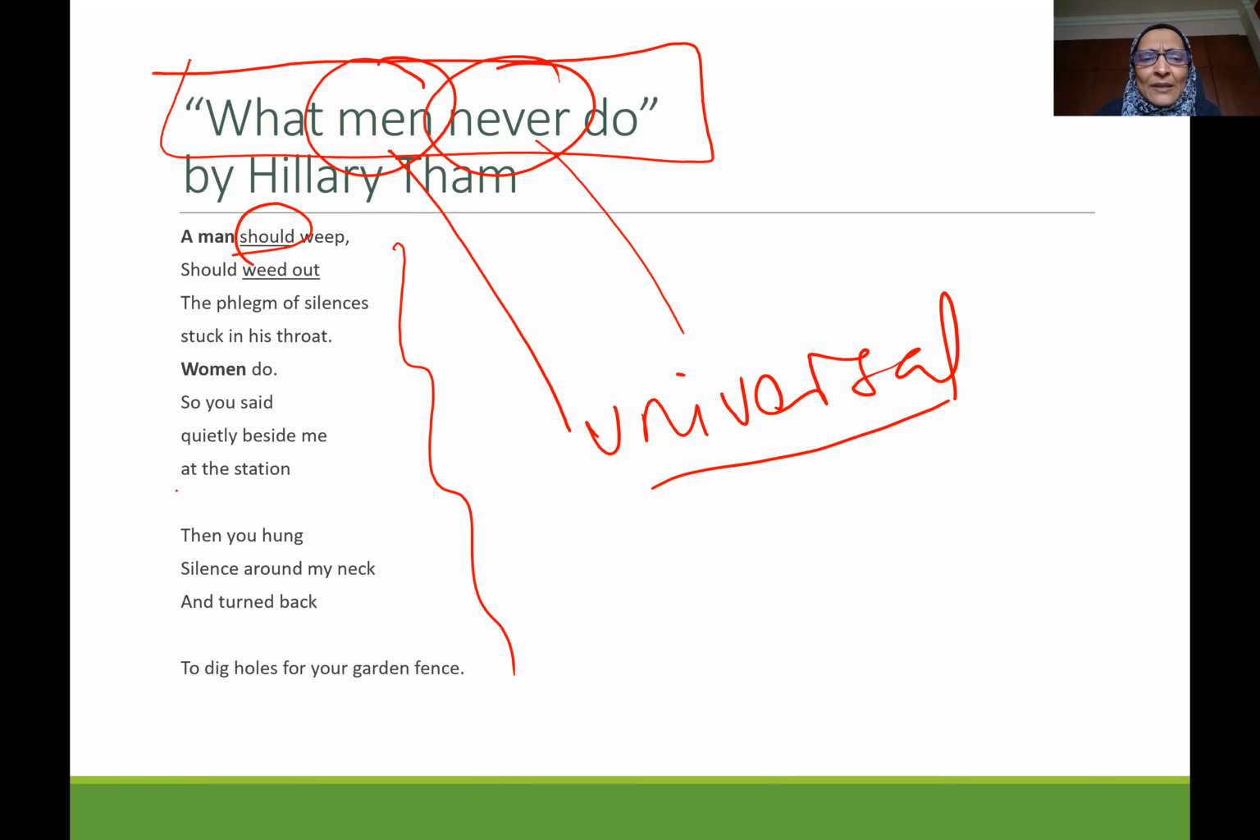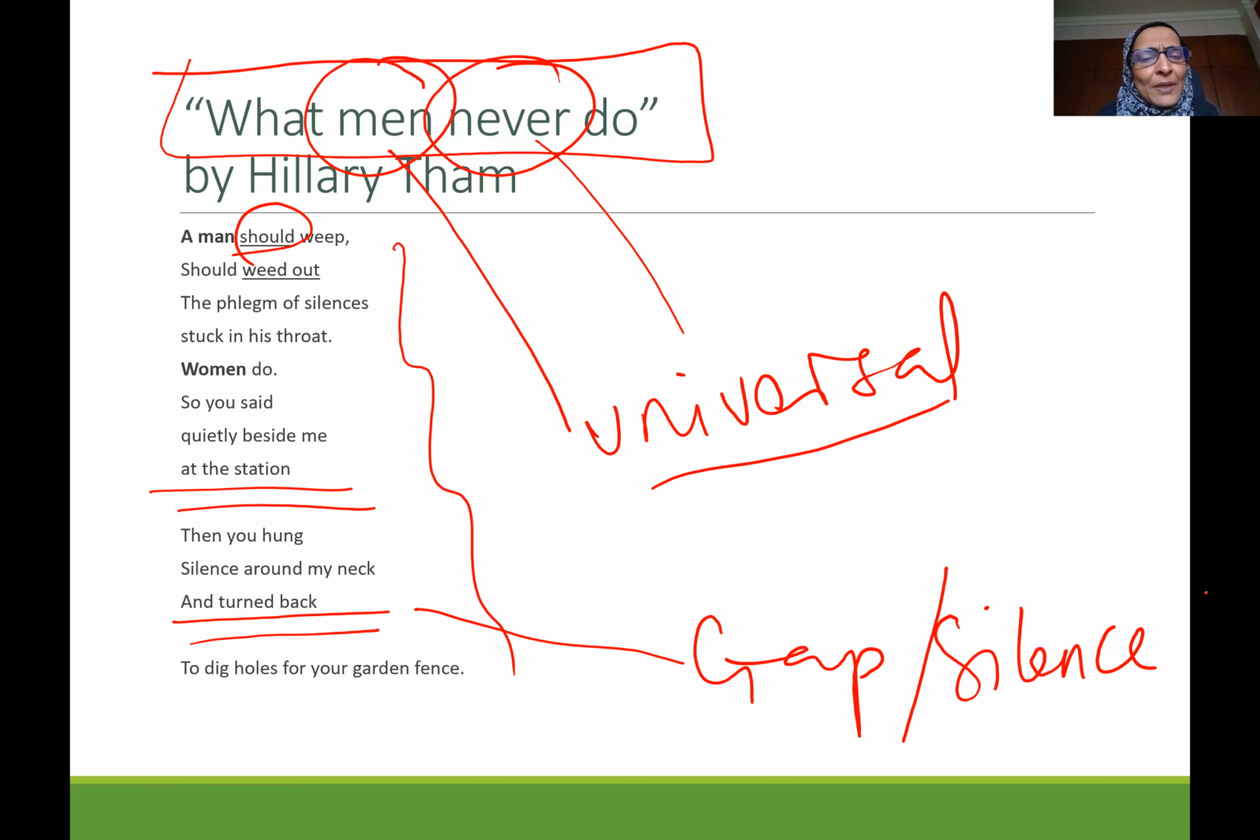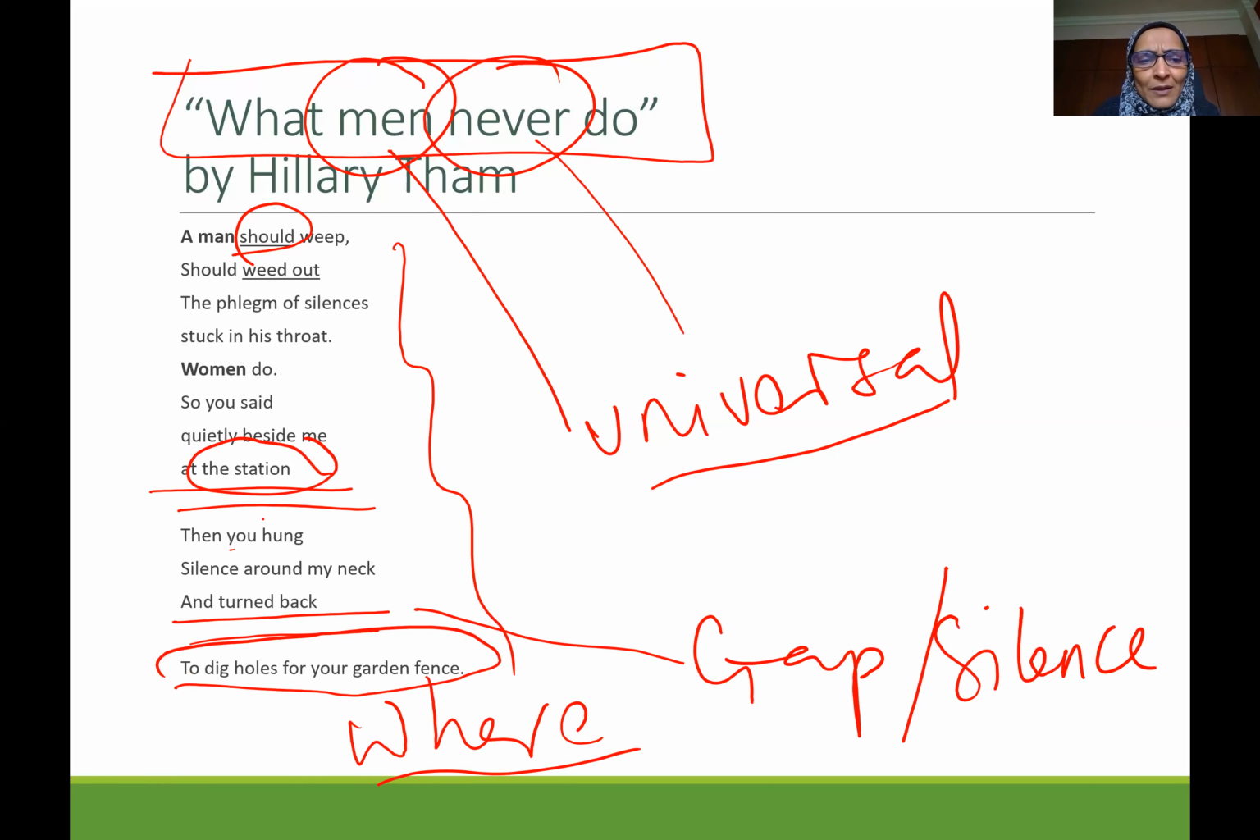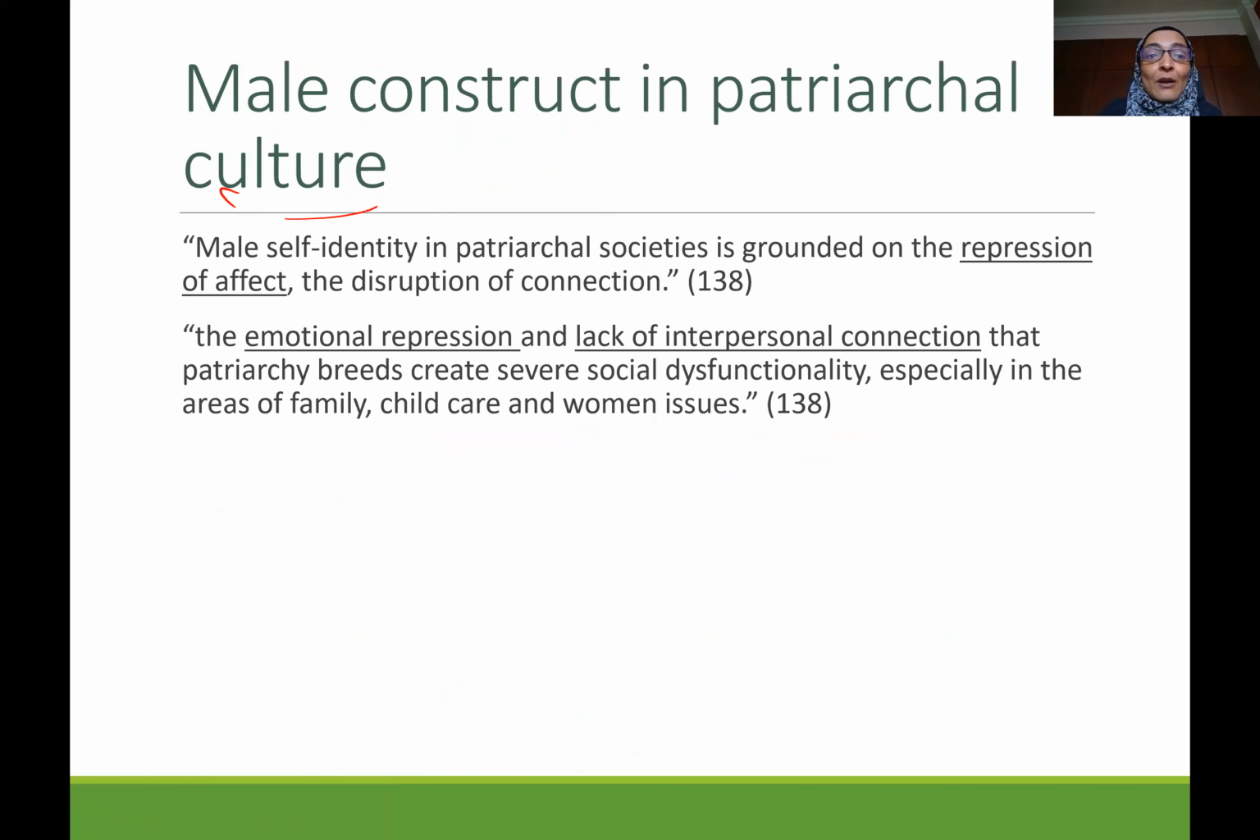So there's a lot of things happening. There are lots of gaps in this poem, a lot of silences. What's happening here? Where is this poem? What's the setting? At the station, what station is this? Because this person is describing someone called you, who turns back to dig holes in your garden. So is this person at the station? Is this person somewhere in her garden? Is it a he or a she that's speaking? So there's a lot of things that we can probe. I'll talk about this poem further next week. But I just want to introduce it here to talk about the cultural construction of men.